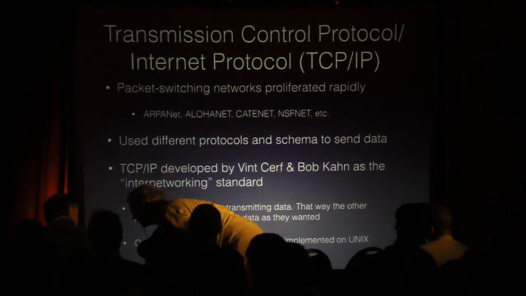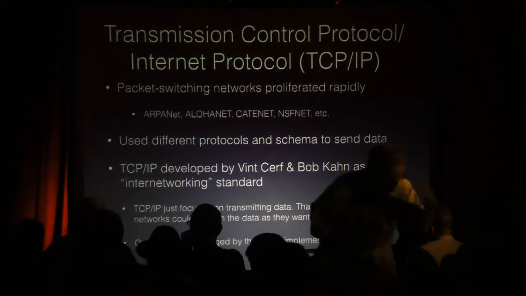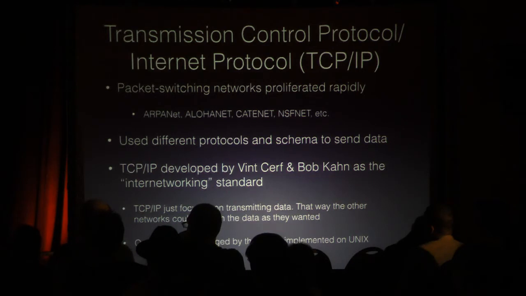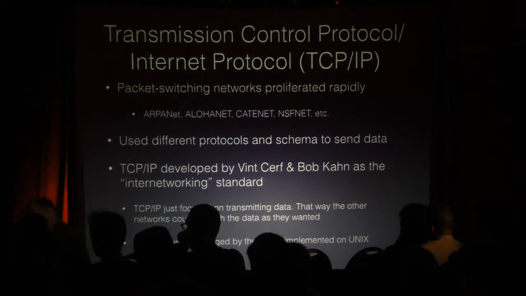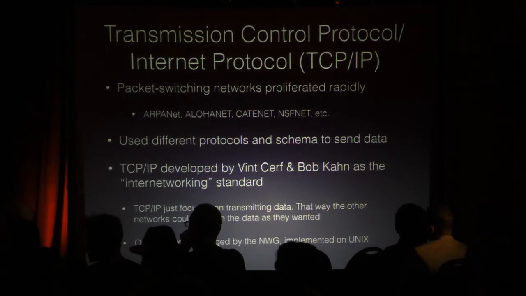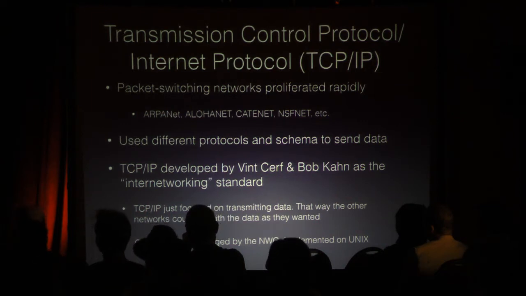So, as the ARPANET continued to develop, people realized that this packet switching network thing was actually a pretty cool idea. And others started to propagate up. We had the AlohaNet, and in the 80s, the NSFNet, and a few other networks. BBN was trying to establish its own network. I think IBM was as well. So before we know it, we had dozens of, or maybe not dozens, but a whole bunch of different packet switching networks. The problem is they all work differently.